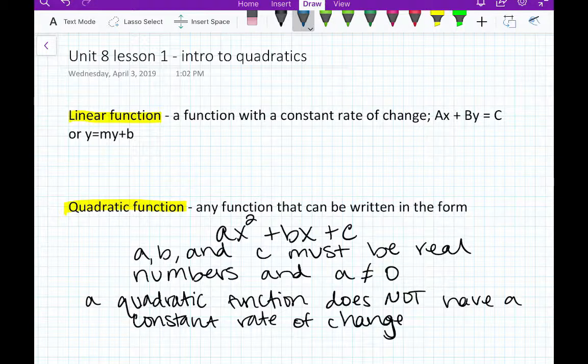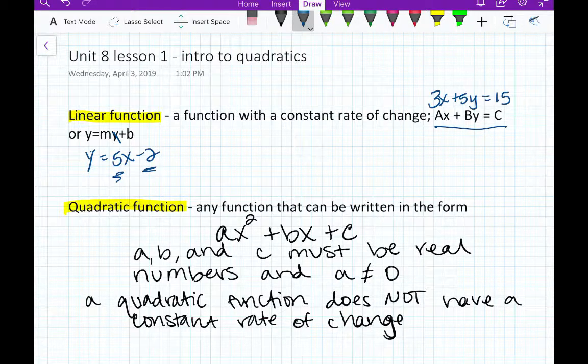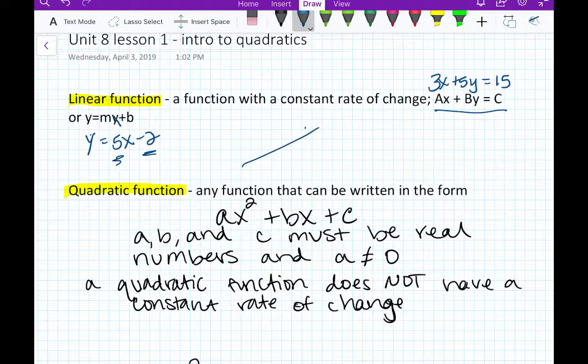And the equation that we usually see is either standard form, which is ax plus by equals c, for example, 3x plus 5y equals 15, or y equals mx plus b, and that would be something like y equals 5x minus 2. Remember, 5 is the slope and negative 2 is the y-intercept. So you would start at negative 2 and you would go up 5 over 1. So that's what a linear function is. Remember, a linear function looks like a straight line on the graph.